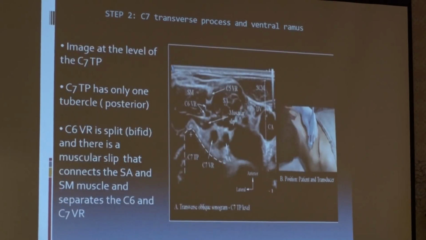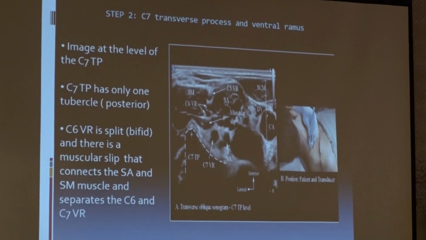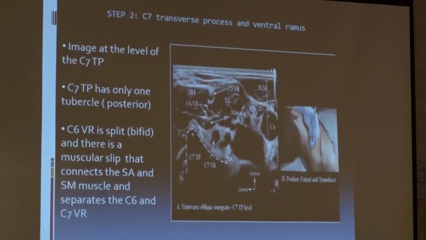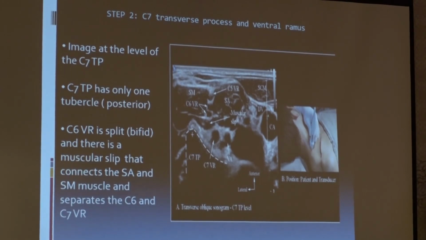The next step, we need to identify the C7 transverse process and ventral ramus. C7 has unique sonomorphological features, which is that it has only a single posterior tubercle here, okay? And then sometimes we can identify the muscular slip between the bifid C6 ventral ramus and C7 ventral ramus. The presence of this muscular slip might explain why our LA cannot spread from the middle trunk to the inferior trunk.